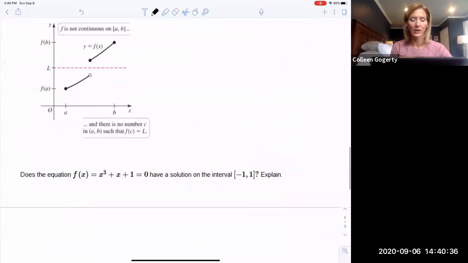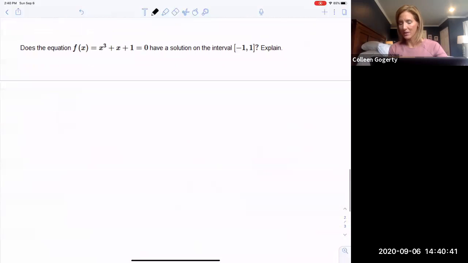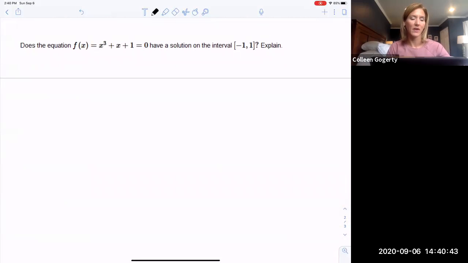Let's take a look at a problem. Okay? So I'm going to scroll down to the bottom, and it says, does the equation of f of x equals x to the third plus x plus 1 have a solution on the interval -1 to 1? So here we're going with our foreign language again, right? You have to know this vocabulary. What does a solution mean? In order for it to have a solution, what would we know?